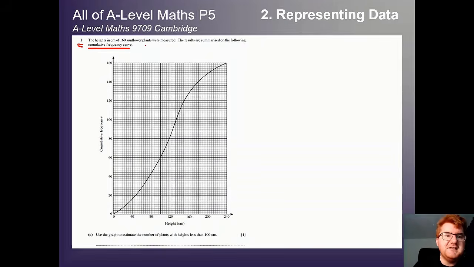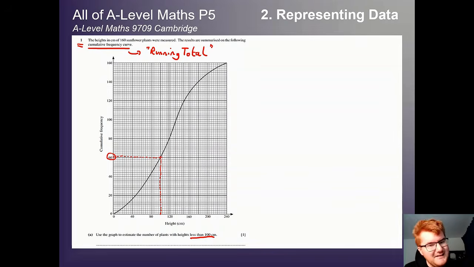So we have 160 sunflower plants are measured and given on the cumulative frequency curve. Remember, cumulative frequency just means a running total. As long as you remember that phrase, the questions will make more sense. And we need to use the graph to estimate the number of plants with heights less than 100 centimeters. So I go along to 100 centimeters on my graph, halfway between 80 and 120. Again, I'm just going to go upwards here, dotting the line. With a ruler, this is much, much easier. And then we go across. And notice our value here is 60. So we're going to have 60 that are less than 100 centimeters.